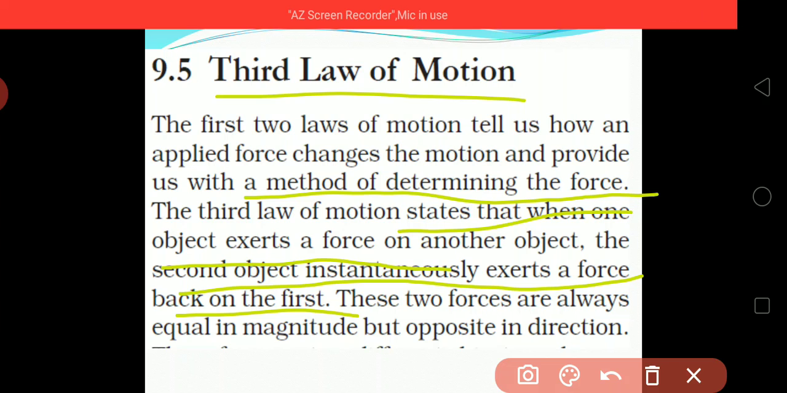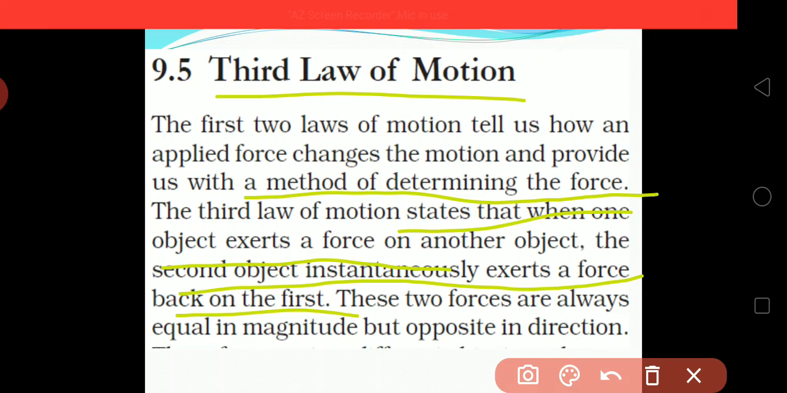Okay, the third law states that when we are exerting a force, giving a force to one object, that force will be exerted on the other object which is beside that first object, and due to which the second object will give an instant force to the first one. So if we are applying a force to the first one, then a force is exerted on the second one, and that second one will give a force back to the first one.